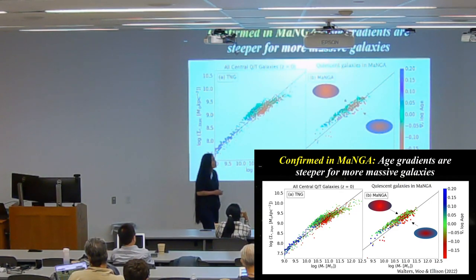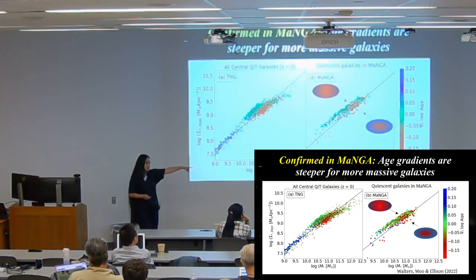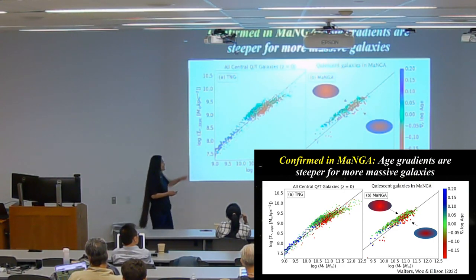So this was another major result from this paper. These are all isolated galaxies. We'll get to the environment. I know this is an environment session. We'll get to that in a minute.